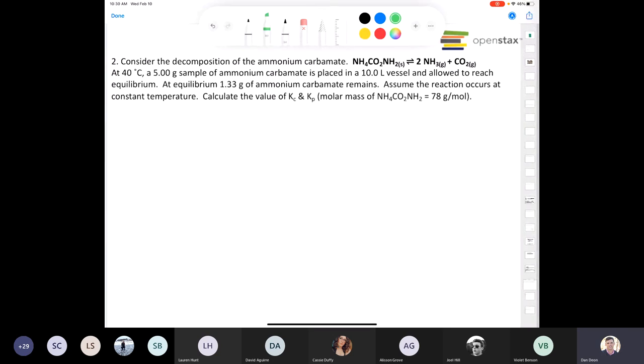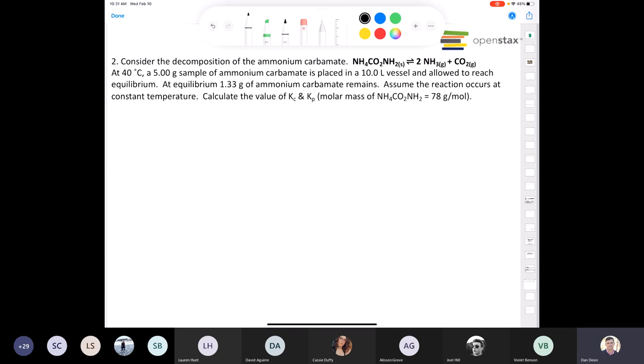Let's try question number 2. Let's see here. What's this one about? Decomp. Okay, so consider the decomposition of ammonium carbonate. Man, this keeps showing up. At 40 degrees Celsius, 5 grams of ammonium carbonate is placed in a 10-liter vessel and allowed to reach equilibrium. Okay, good. At equilibrium, you've got 1.33 grams of ammonium carbonate left over. Assume the reaction is at constant temperature. What's KC and what's KP? This one's not that bad. Let's see if we can build on our confidence and just go ahead and solve this thing.